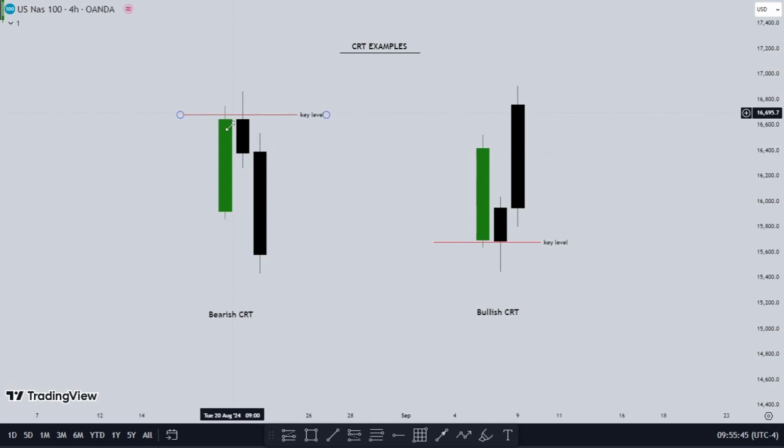I wait for the second candle to open, and this second candle must go above this high right here. When it goes above this high, I go to the lower time frame and look for a market structure shift here, or change in state of delivery to go down and target my sell side liquidity.